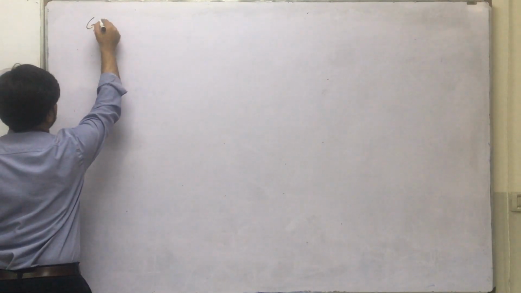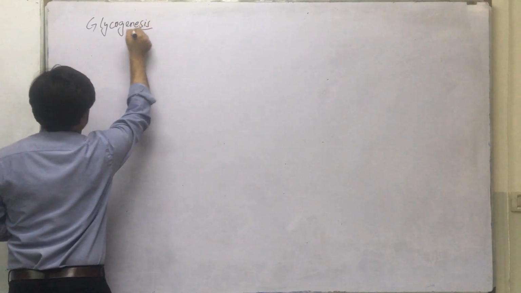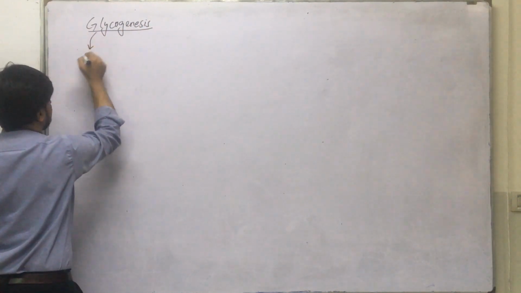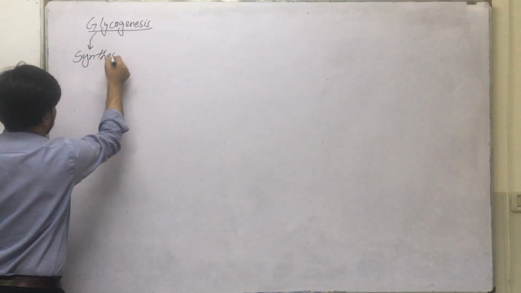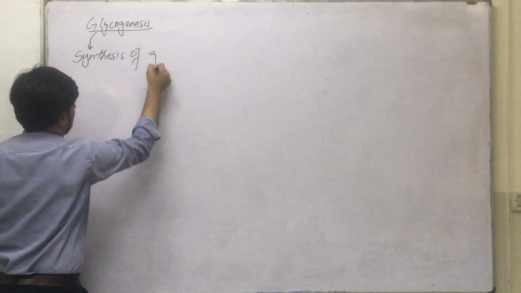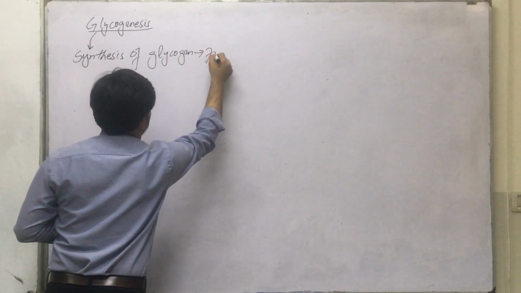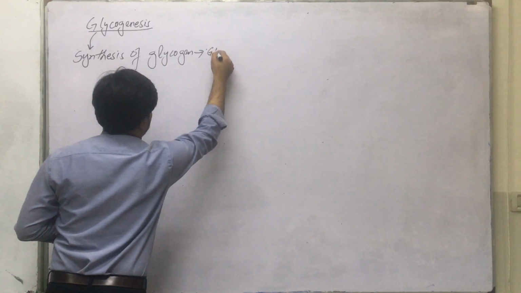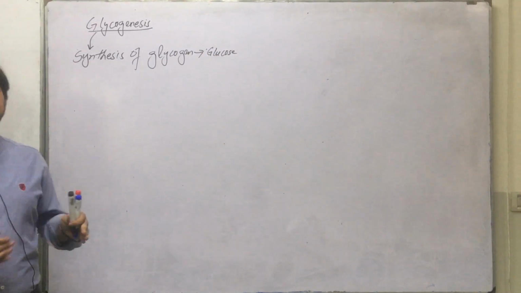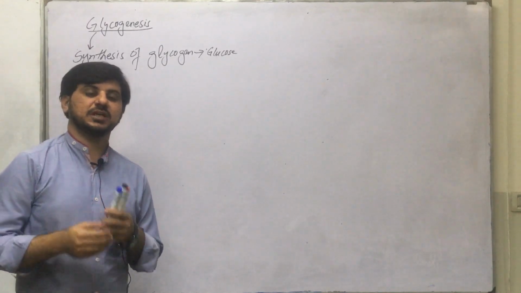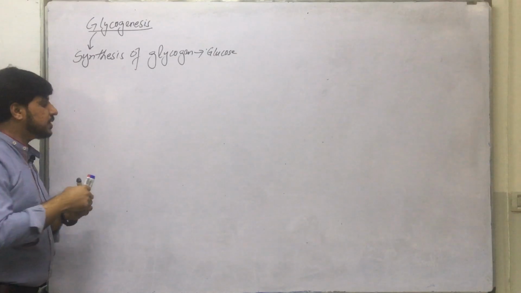Glycogenesis. Glycogenesis is defined as the synthesis of glycogen from glucose. This glycogenic pathway, or the pathway for the glycogenesis, we can divide into 4 steps.